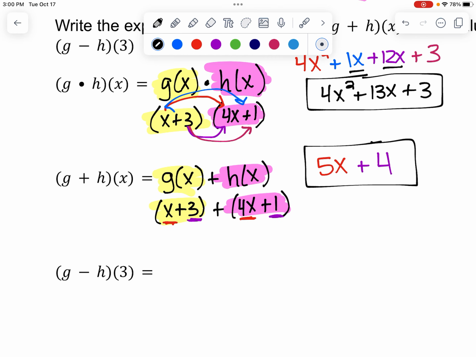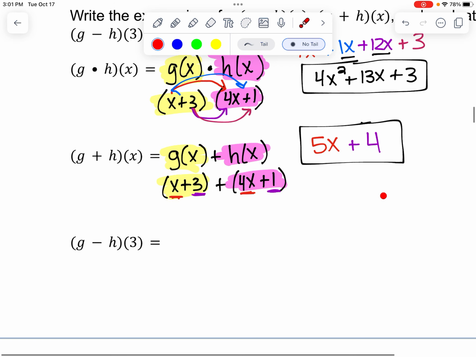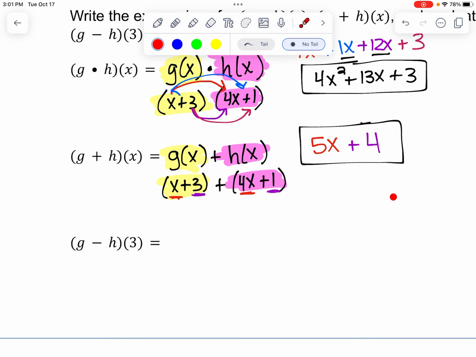Okay. Finally, we have g minus h of 3. So there are two different options. You could first figure out what g of 3 is and what h of 3 is, and then subtract those. Or you could subtract the functions just like we did here, and then after you've simplified it to something like this, you can substitute this number in. I'll do it both ways on this, I'll do it both ways throughout the notes.